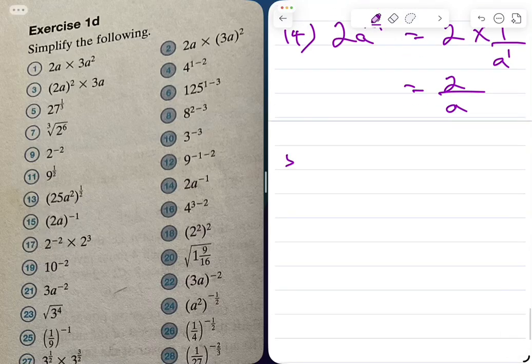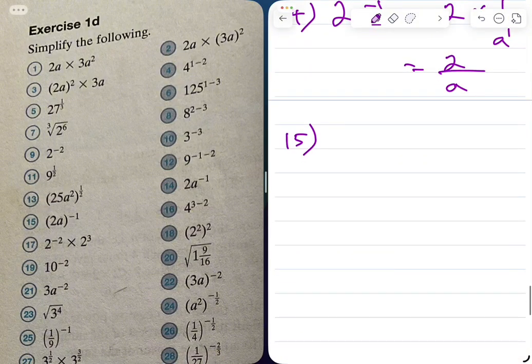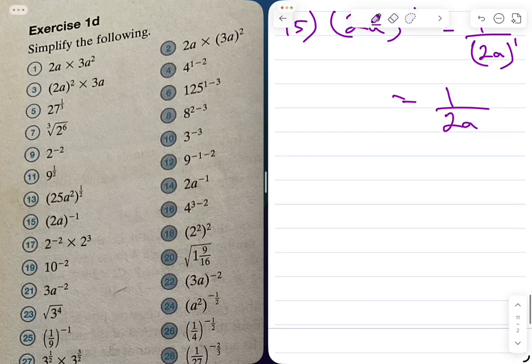Now to the next one, which is number 15. Number 15. What does that say? 2a and the whole of that raised to power minus 1. That simply means 1 all over 2a raised to power 1. And that's the same as 1 over 2a. Now to the next, which is number 16.